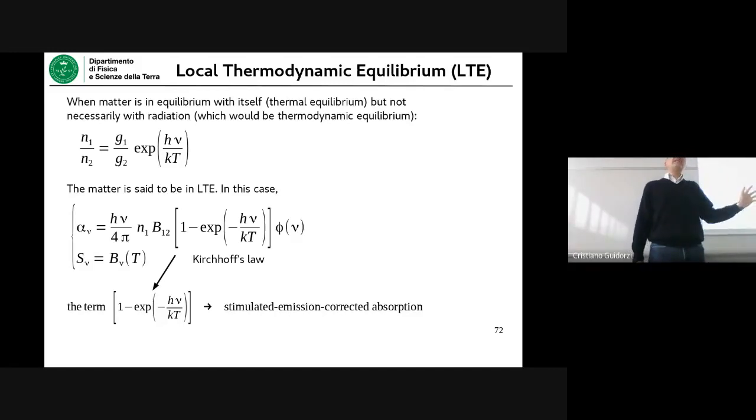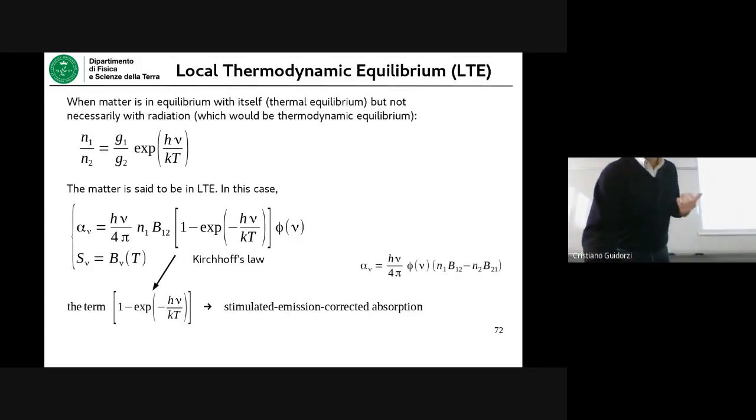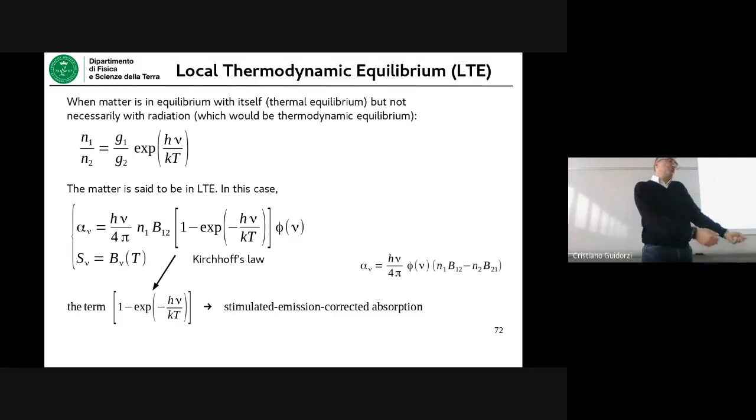If you didn't have any stimulated emission, it would be just 1. The term among brackets would be just 1. 1 minus accounts for the correction due to stimulated emission. So it's the fraction which is not absorbed because you gain it back thanks to stimulated emission.